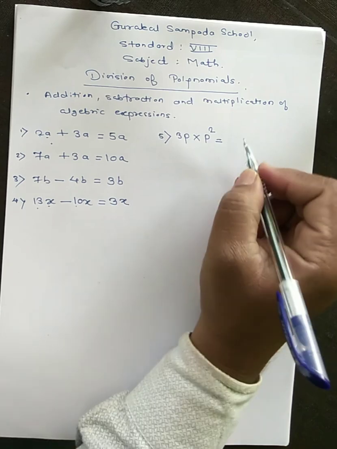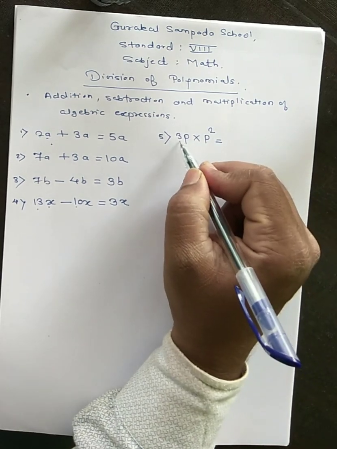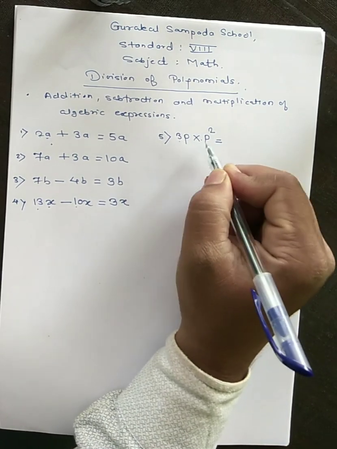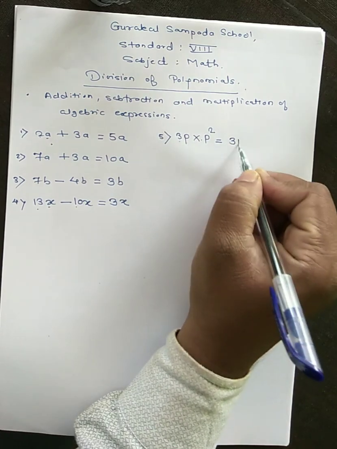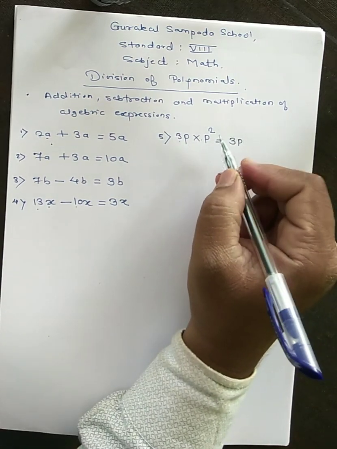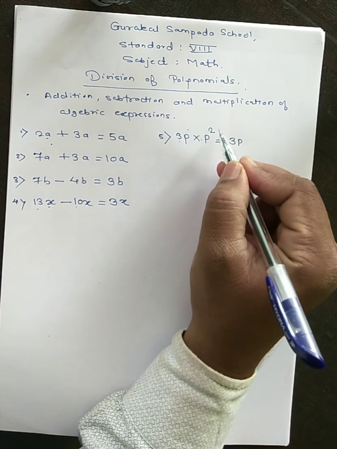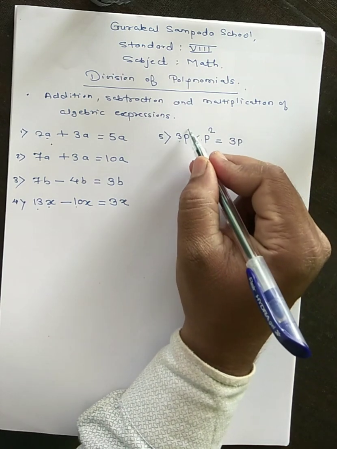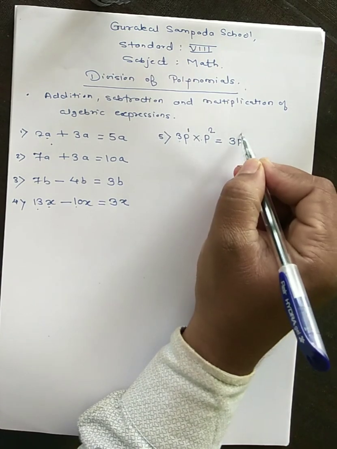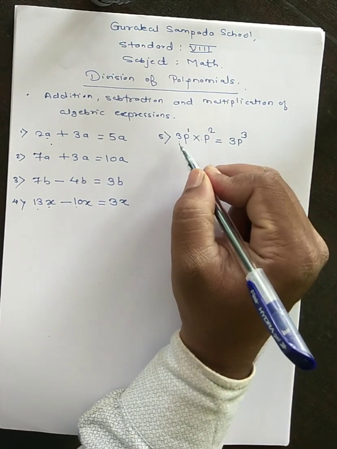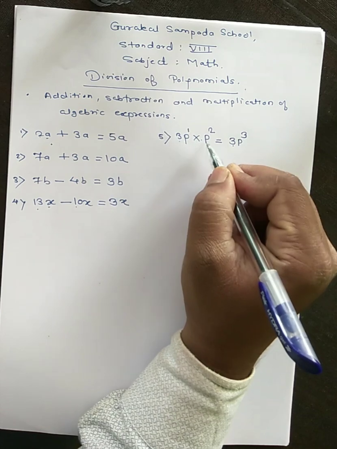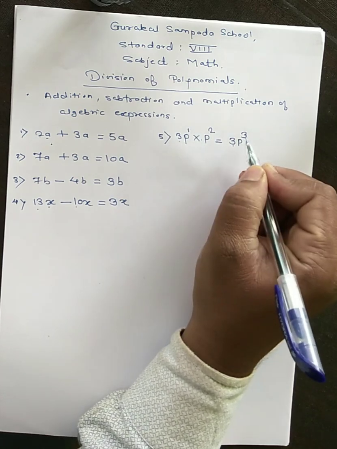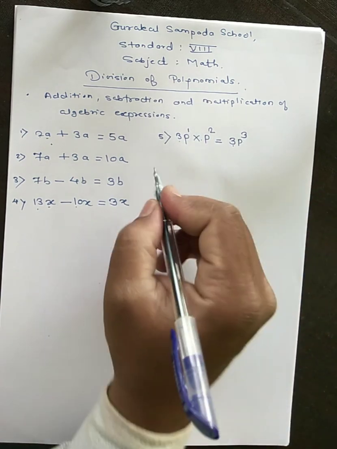Now consider an example of multiplication, that is 3p into p square. So the coefficient here is 3 and 1, so 3 ones are 3, and then p. We know that powers can be added when there is a multiplication. So here the power is 1 and 2, so 1 plus 2 becomes 3. So 3 ones are 3 and the power of p becomes 3, so 3p cube.